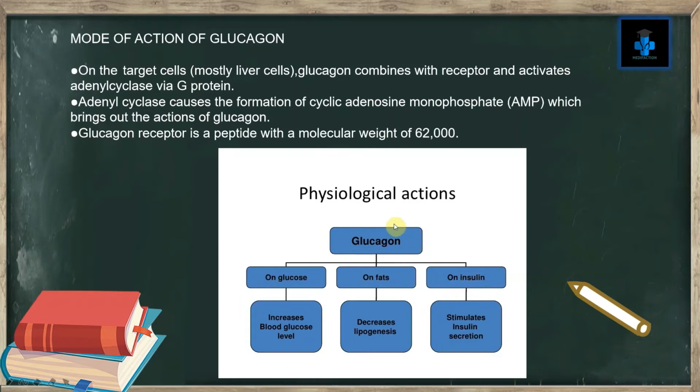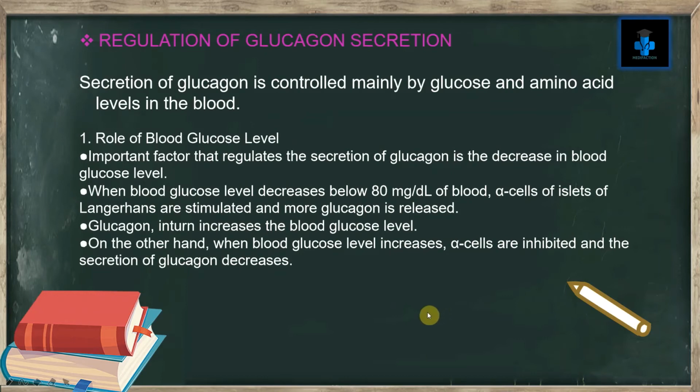So this is the diagrammatic representation of physiological action of glucagon. On glucose, it increases the blood glucose level. On fats, it decreases lipogenesis. On insulin, it stimulates insulin secretion. Now let's see the regulation of glucagon secretion.